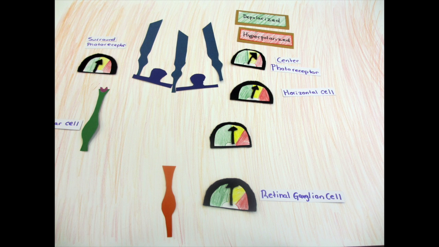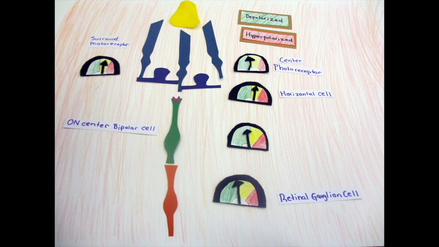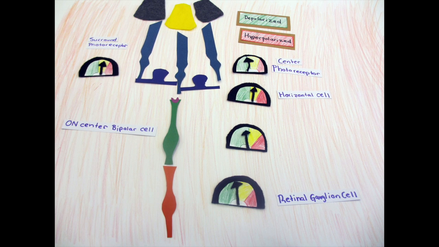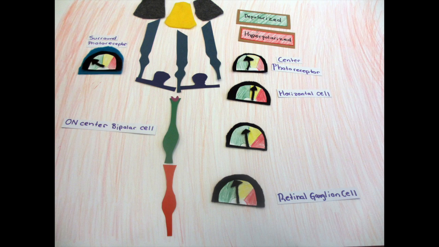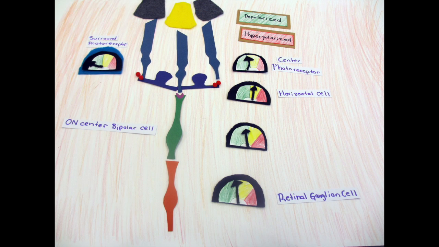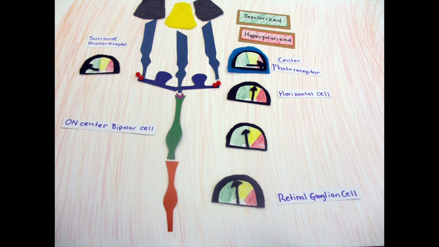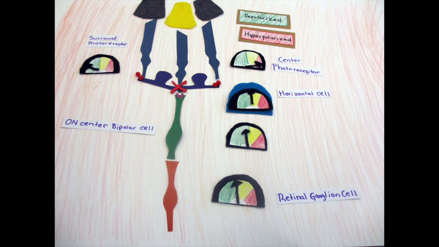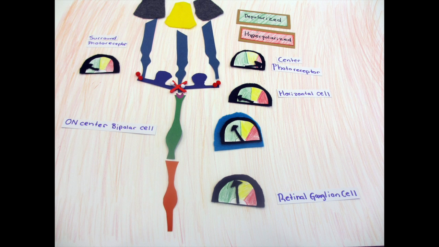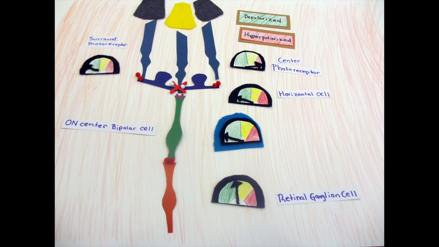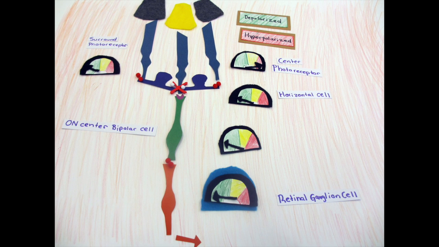In an on-center bipolar cell, when there is light on the center and no light on the surround, photoreceptors depolarize, and the center photoreceptor hyperpolarizes. This leads to the horizontal cell depolarizing, which causes it to release an inhibitory neurotransmitter that prevents the center photoreceptor from releasing its glutamate. As a result, the on-center bipolar cell becomes depolarized, which in turn causes the retinal ganglion cell to depolarize.